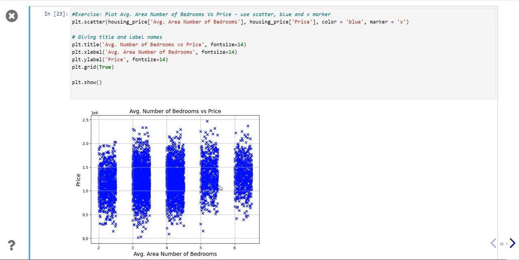There are 5 and 6 also, but not that many houses out of the 5,000 houses. Then there are 2 bedrooms also. But you can see the most are 3 and 4. So this is how you try to look for some story behind it. What can you actually see? What can you deduce from here?